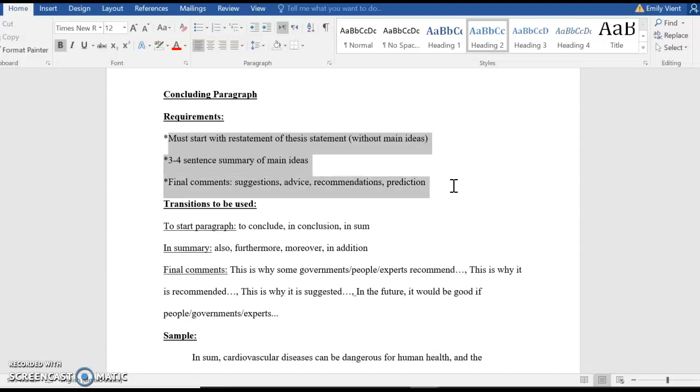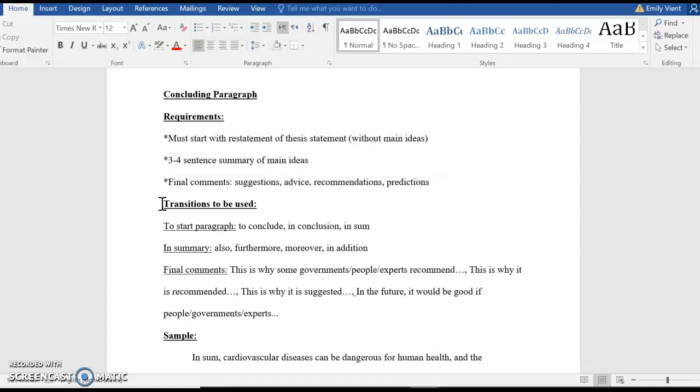And then we ask that you end your conclusion, or end your paper, with any type of final comments. These can be suggestions, advice, recommendations, predictions. I usually tell my students to try to end on a hopeful or positive note, but that's a personal preference. So these are the three required parts of your conclusion. You must have all of these if you would like the maximum points for the concluding paragraph for your term paper.